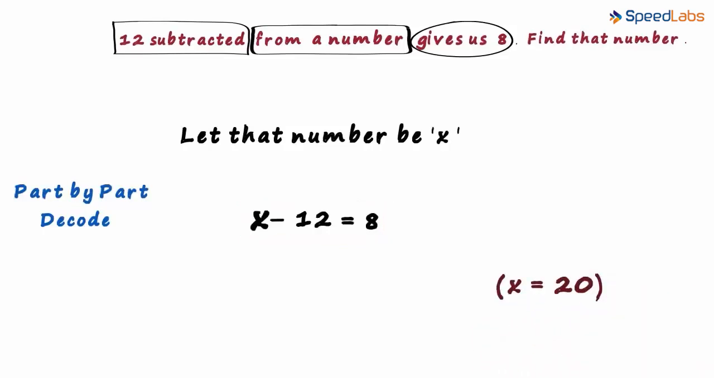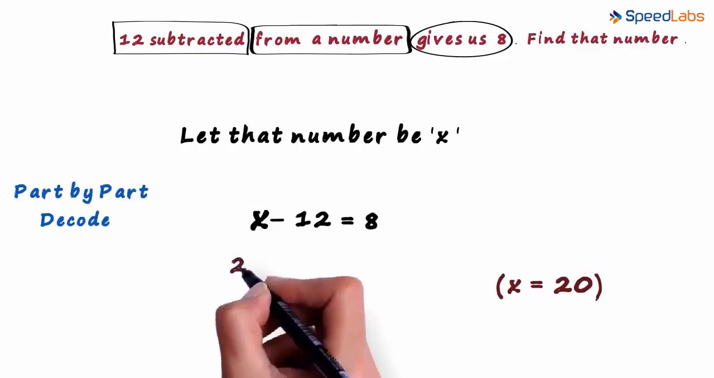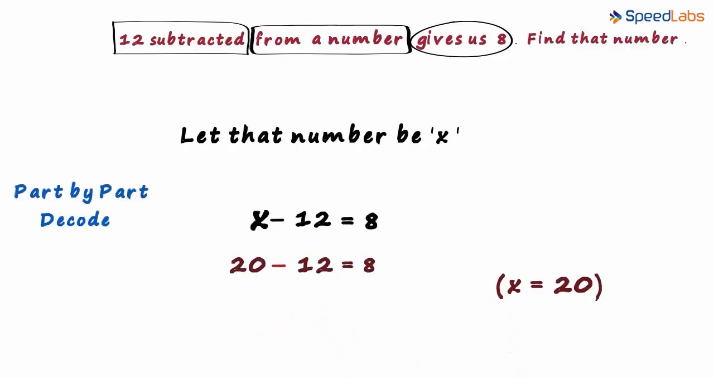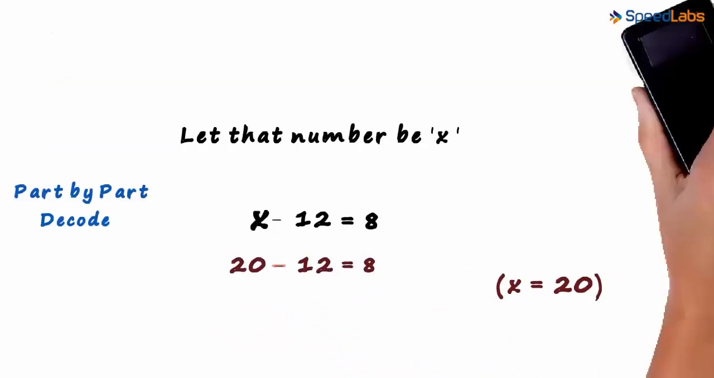But remember, we are not here to solve equations. Our aim is to just form them. So the number is 20. You can see that 12 subtracted from 20 will give us 8. Let's move on to the next one.